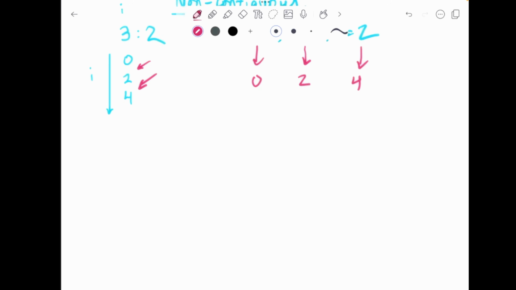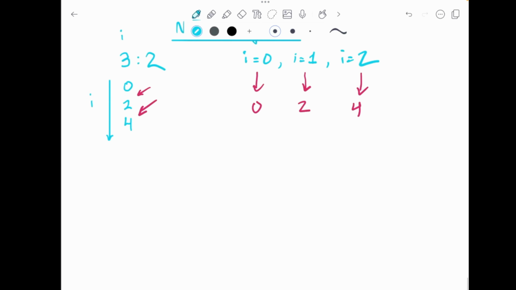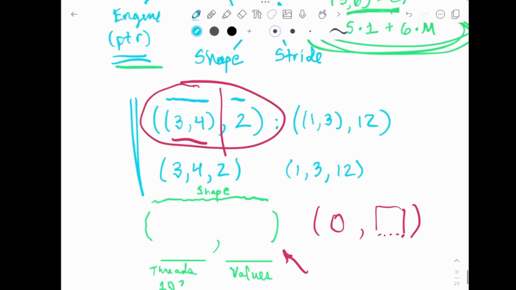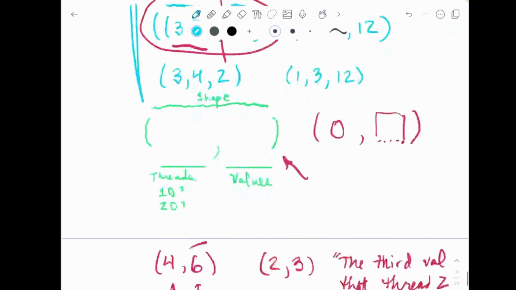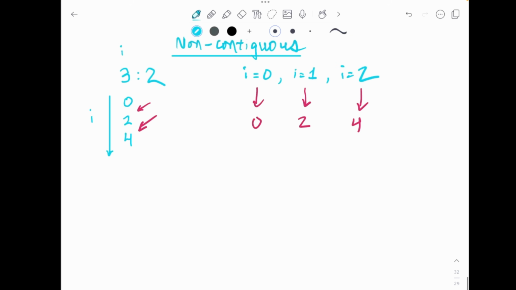Strictly speaking, we already had non-contiguous layouts with the subtiles, but they still had stride 1 in some element. No, you're right. Actually, this one was not contiguous, because from here to here was not just one. Yeah, you're right, thank you for pointing that out. But now we no longer have a stride 1 element.